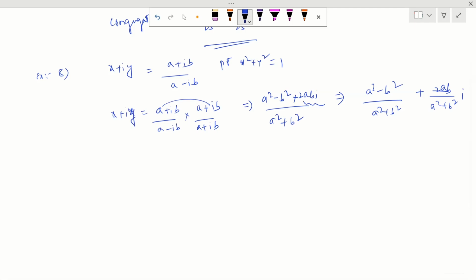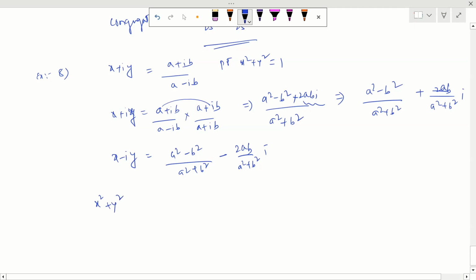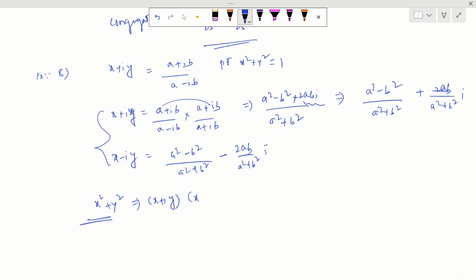x plus iy. And now if we are writing x minus iy, what is the value of x minus iy? It is the conjugate, here minus will come, right? It is a square minus b square over a square plus b square, and here for x minus iy I am writing minus of 2ab divided by a square plus b square i, right? We need to prove x square plus y square. x square plus y square we can write as a product of this, right? x plus iy into x minus iy.